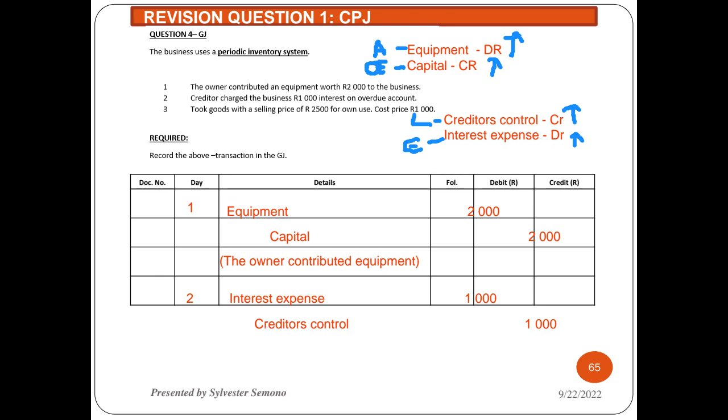So let's do the last one. Give me the 2 accounts for the last one, guys, before we go. There's no narration on the second one. I trust you can give me the narration. Let's see if you can do that. In short, creditors charge the business.